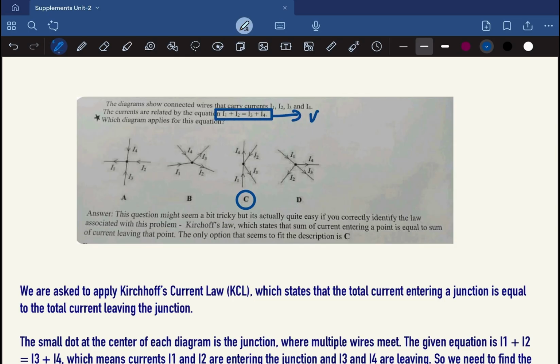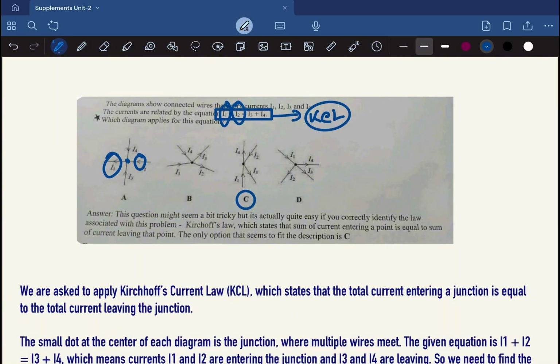This shows Kirchhoff's law, and we know in Kirchhoff's law the current entering the junction should be equal to the current leaving the junction. Here this dot is going to be our junction, because the current is moving through here. So here the I1 is going out from the junction, whereas I2 is going into the junction.